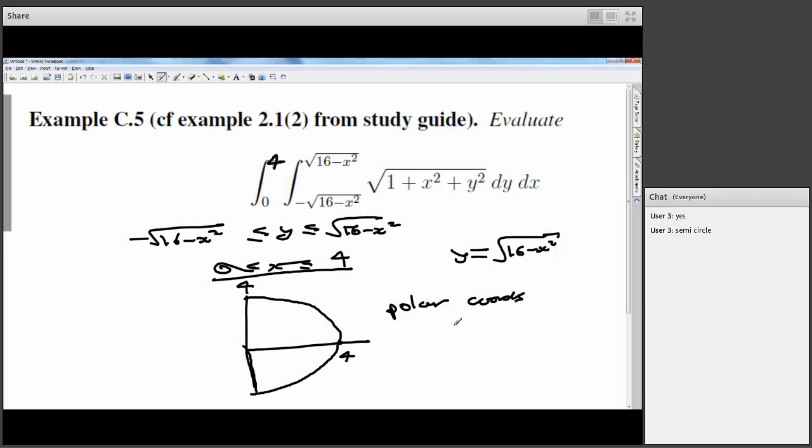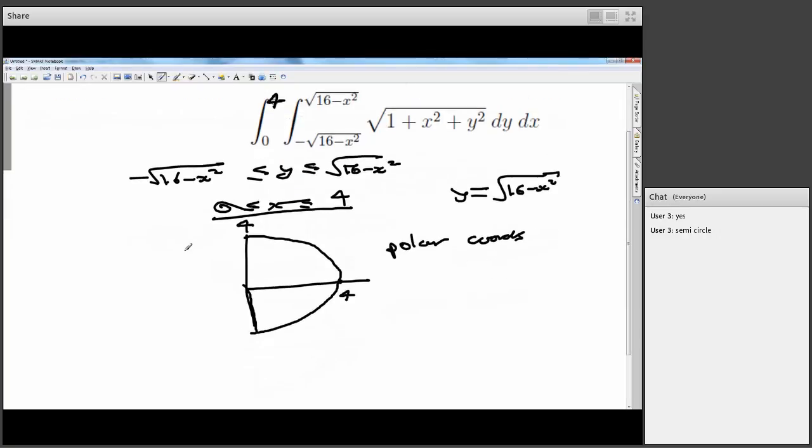Other hints for polar coordinates is whenever you see things like square root of a constant minus x squared in any of the limits, that reeks of circles, and you're thinking, oh, maybe a circle's a good idea here. So now you know you've got polar coordinates.